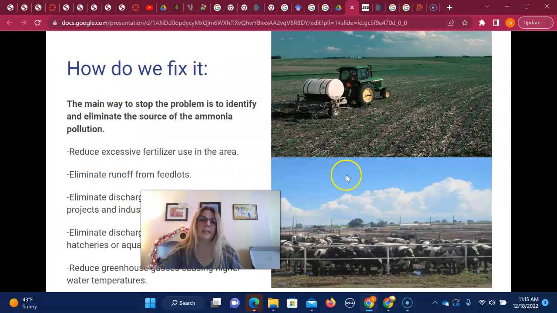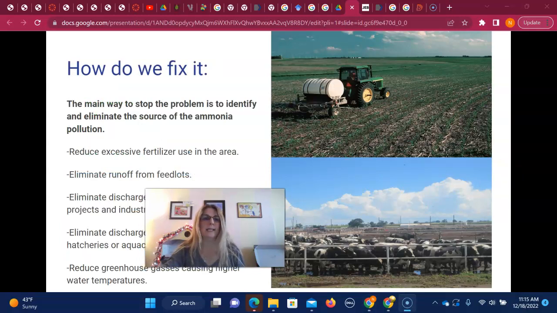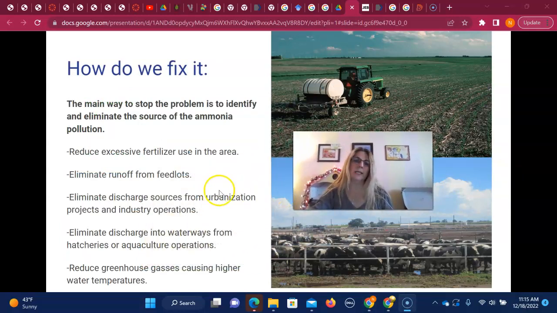The big takeaway is how we fix it, and that is that we need to reduce excessive fertilizer use in the area, eliminate runoff from feedlots, eliminate discharge from urbanization and industry operations, eliminate discharge into waterways from hatcheries or aquaculture operations, as well as reduce greenhouse gases, which are causing higher water temperatures. If we do all these things, hopefully it will eliminate the ammonia that is entering the waterway, and we can see a rebound of the fish population.